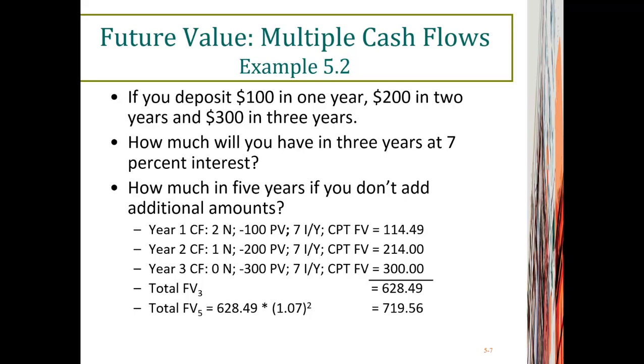these multiple cash flows. And the future value in the 5th year can be calculated based on the future value in the 30th year. And we multiply the number by 1.07 raised to the power of 2, which means we compound the future value in the 30th year twice to get the future value in the 5th year.